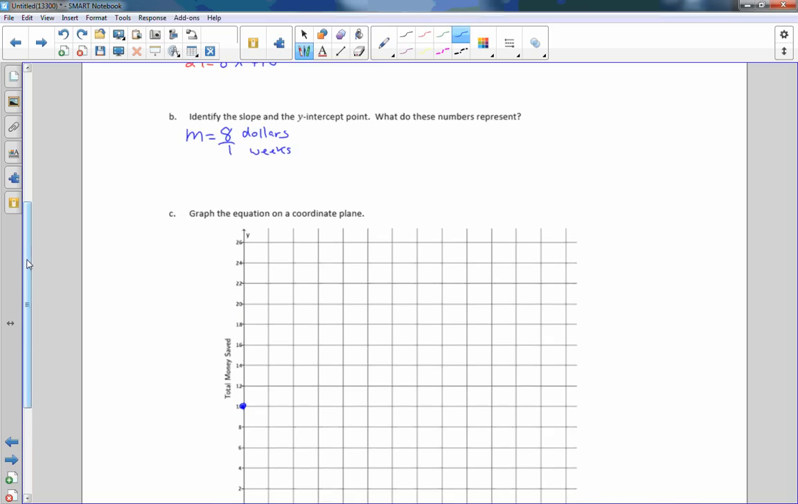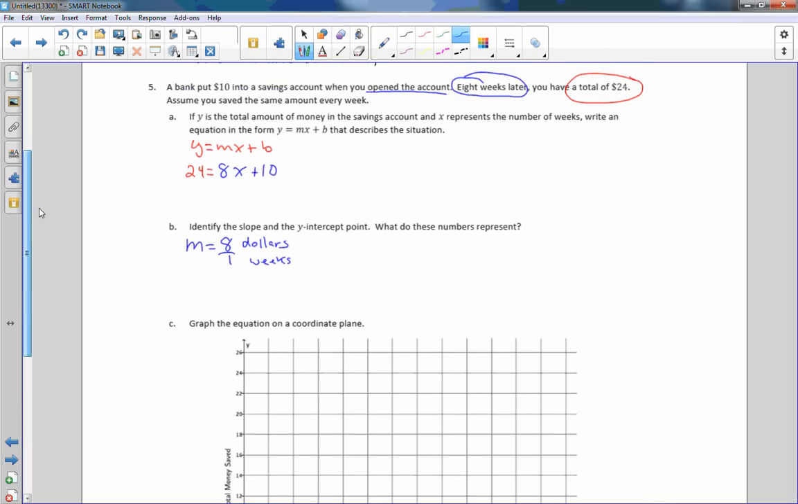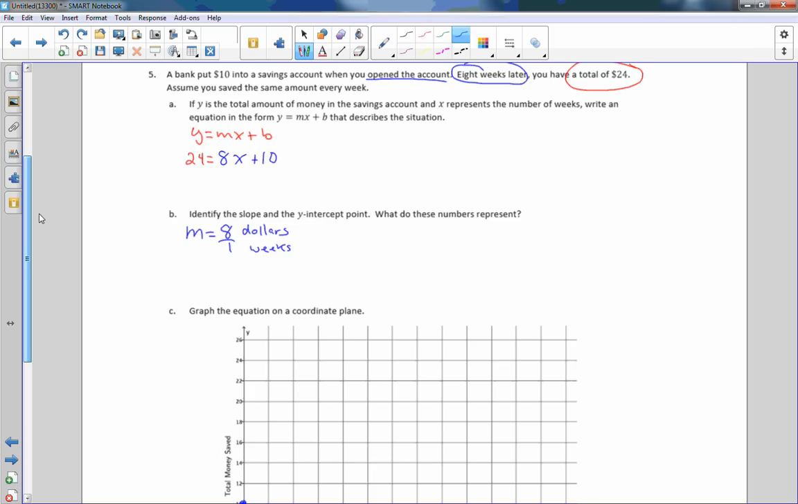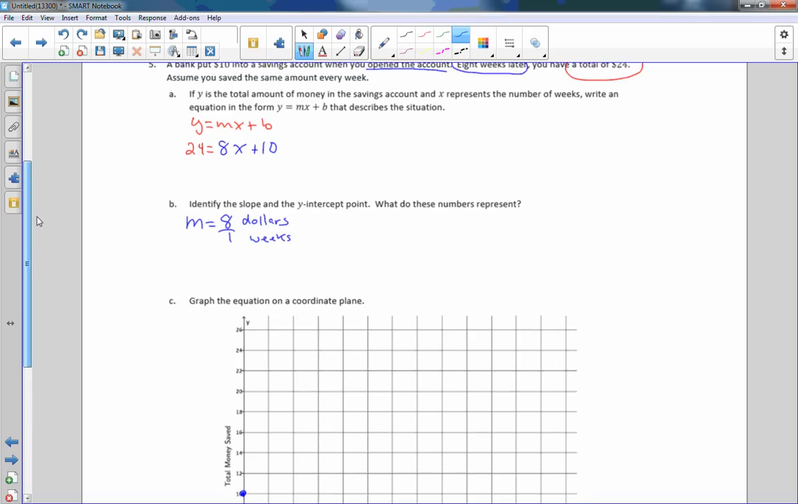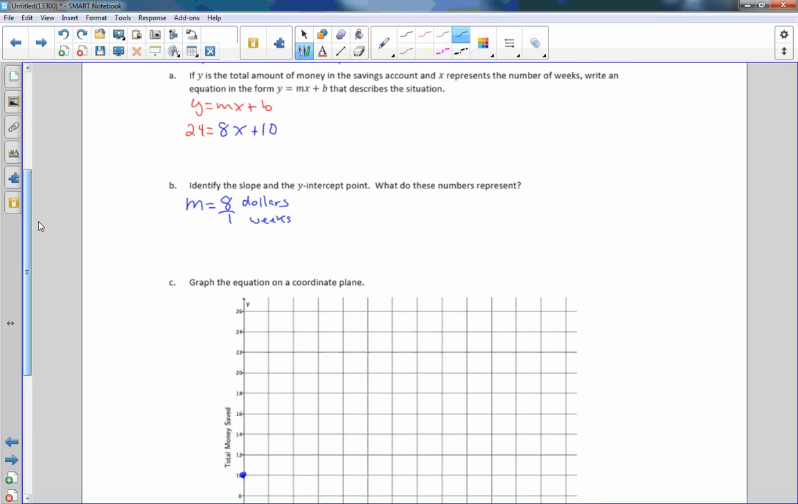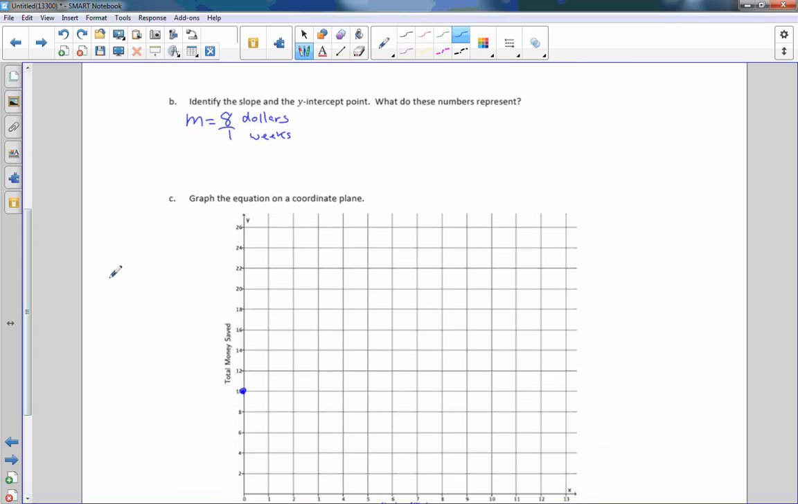Assuming that we deposited the same amount every week for 8 weeks, then our slope is 8. So after week 1, we'll have an increase of $8. So if I had $10 in week 0, in week 1, I'd have an increase of $8. I would have $18.